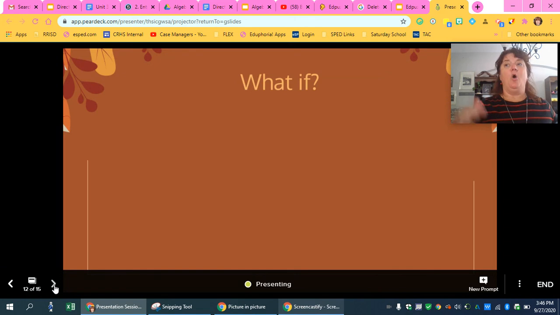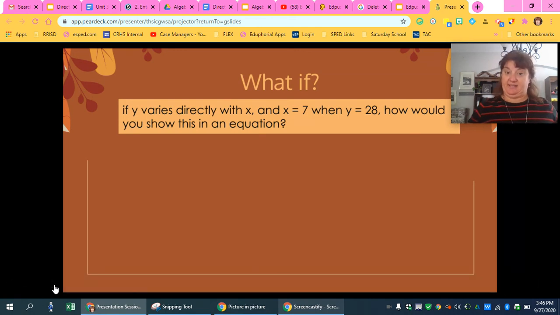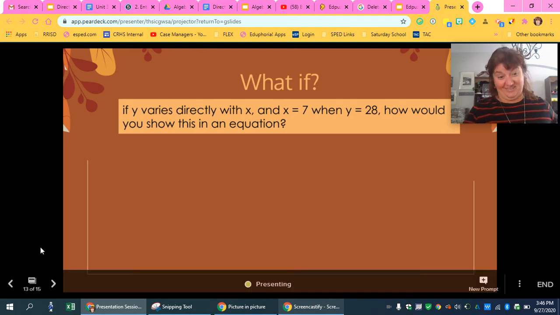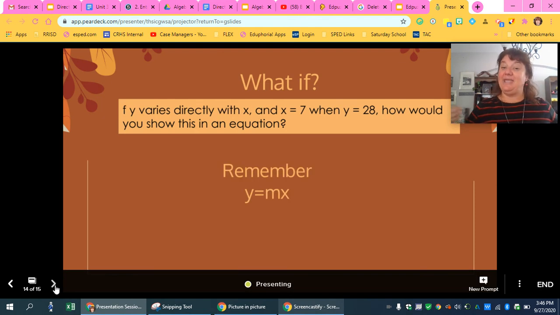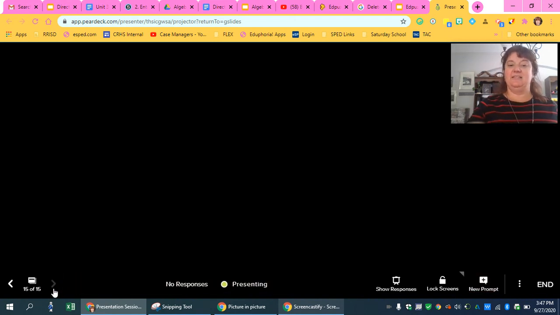Now, what if you have a problem like this? If y varies directly with x, and x equals 7, and y equals 28, how would you show this in an equation? Wait a second. They only gave us 2 numbers. What am I going to do? I need to have 3 numbers so I can solve something, right? Not really. Do you guys remember that y equals mx? That's the direct variation equation. So all they're asking you is to get it back to that. Get it back to the y equals mx. So let me show you what I mean.